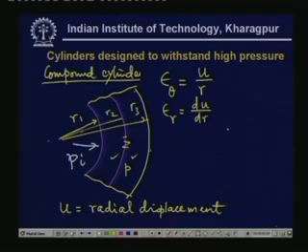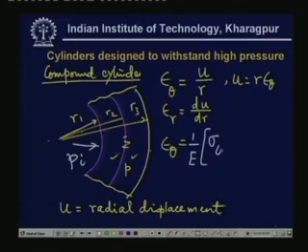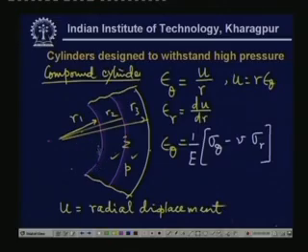Now here we have the following fact, that U for the first case is R epsilon theta, and epsilon theta, if we use Hooke's law, is 1 upon E times sigma theta minus nu sigma R. Now for a cylinder which is not subjected to Pi, of course we have to remember that we are considering only the effect of shrinking, then sigma theta and sigma r we have to calculate at these 2 points.